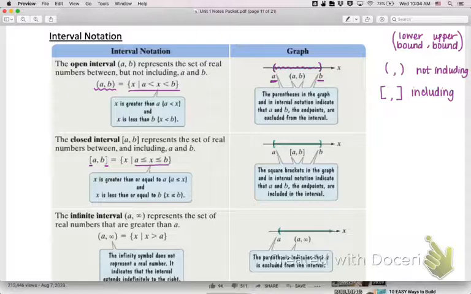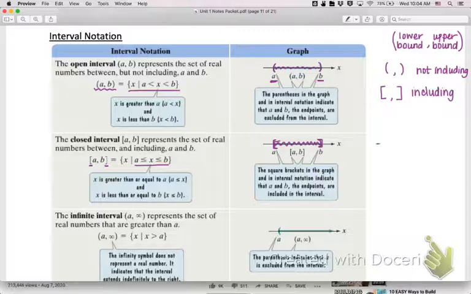In Algebra 1, you used an open circle and a closed circle to show open versus closed, but we use parentheses and brackets now, okay? So this includes A, includes B, and it includes everything in between. Now, an open interval has parentheses on both sides. A closed interval has brackets on both sides.